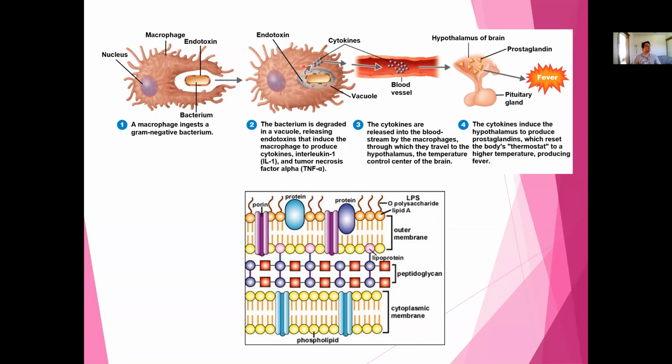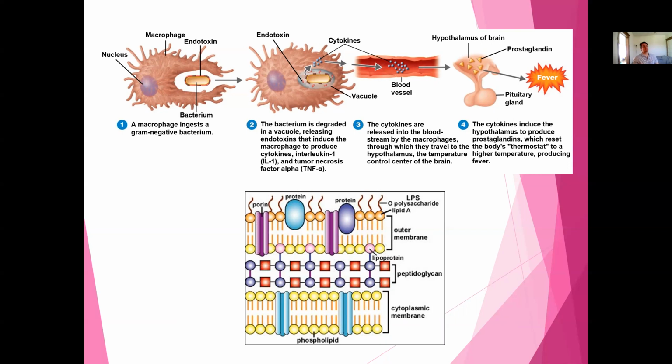Once these cytokines, that's the important thing I want to focus on here, are released into the bloodstream by the macrophages, they travel up to the hypothalamus in the brain, which is also where your body temperature is regulated. And once they reach the hypothalamus, they essentially reset the body's thermostat to a higher temperature, and that's why you have a fever. So they produce a fever.